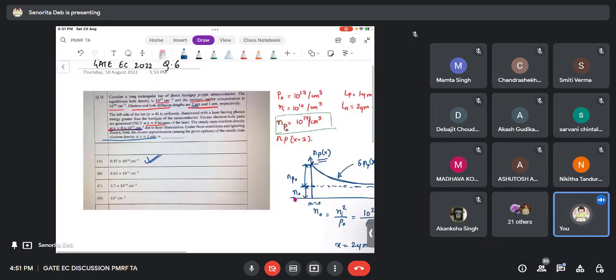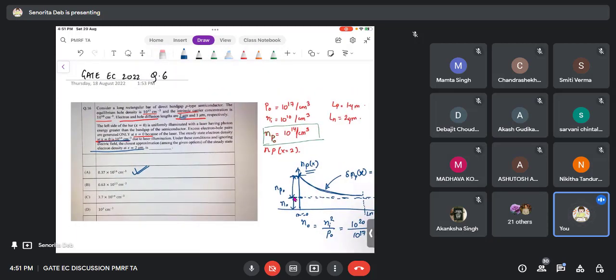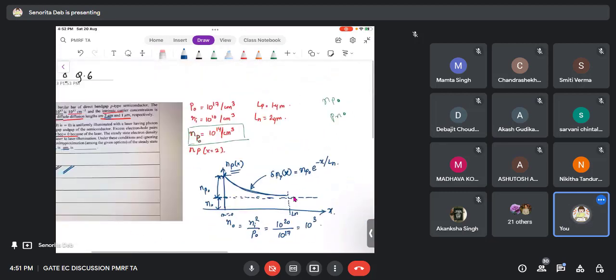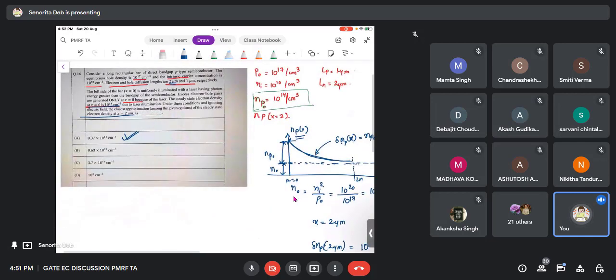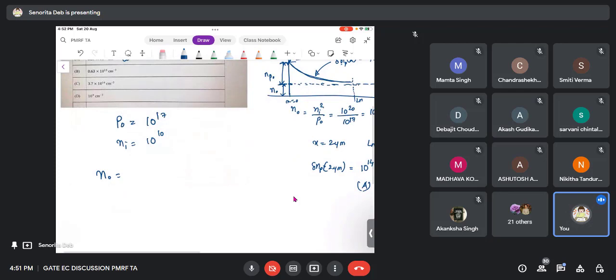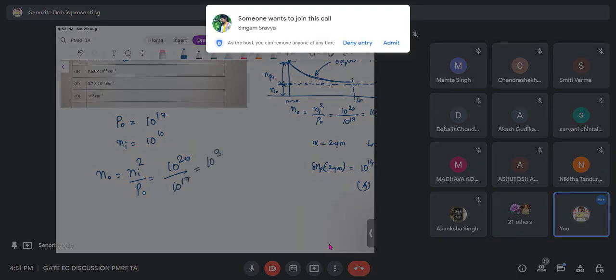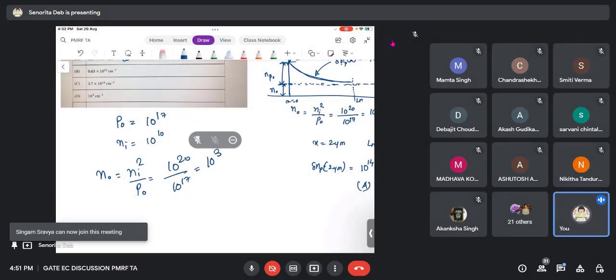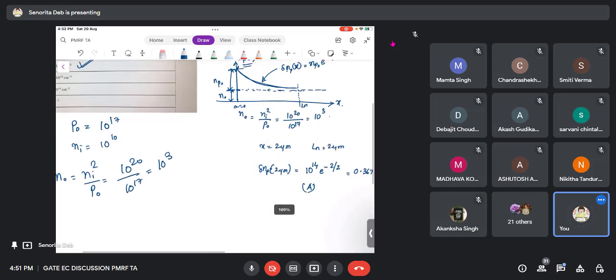So now what have they asked you to find out? They have asked you to find the steady state electron density at x equals 2 micrometer. Since this was p-type, we were given that p naught is 10 to the power 17 and Ni is 10 to the power 10. Now we know what the electrons will be: Ni square by p naught, from the mass action law. You see it is very low, 10 to the power 3, compared to p naught, because it is a p-type, so p naught is high. Okay, fine.